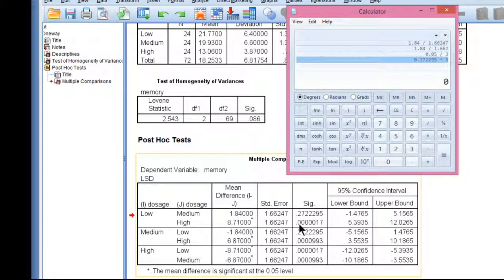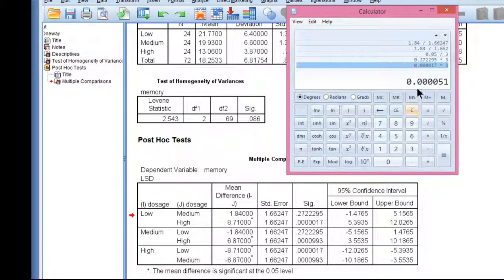And we have this other p-value here, 0.000017. I could multiply that, 0.000017 times 3 equals 0.000051. And that is the adjusted p-value that's Bonferroni corrected. And I would do the same thing for this one here, 0.000993 times 3. And that is the adjusted p-value that I could report for that one.